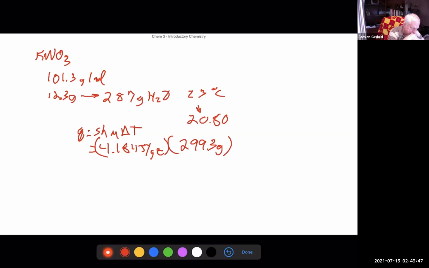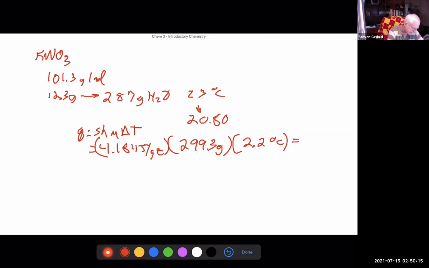Right? Can I do that right? Now I'm checking my math here. Yeah, okay. And the change in temperature was 23 minus 20.8. The difference is 2.2. That's your change in temperature. Make sure you hit the right buttons this time.